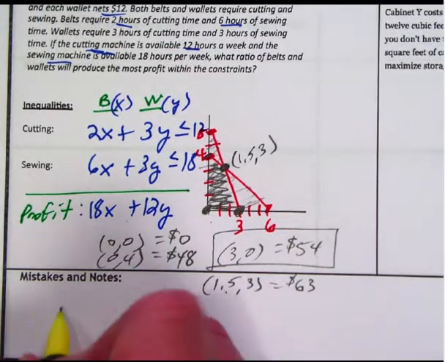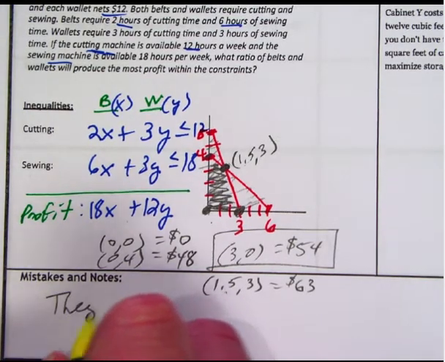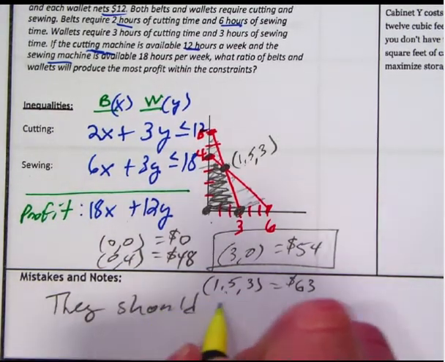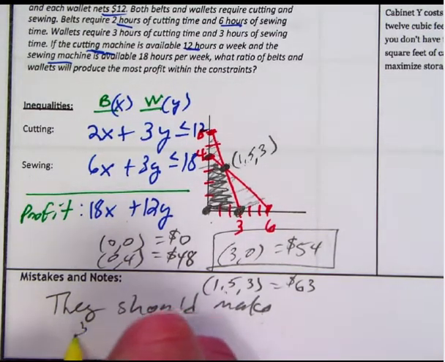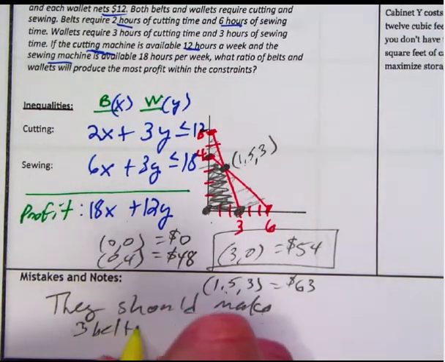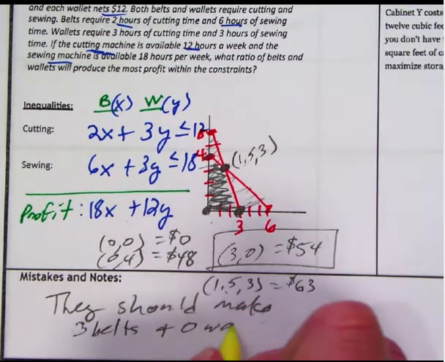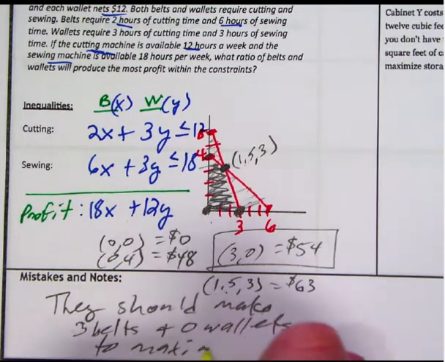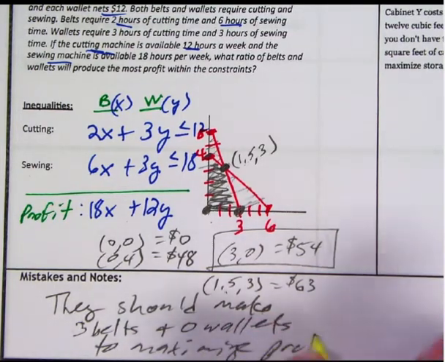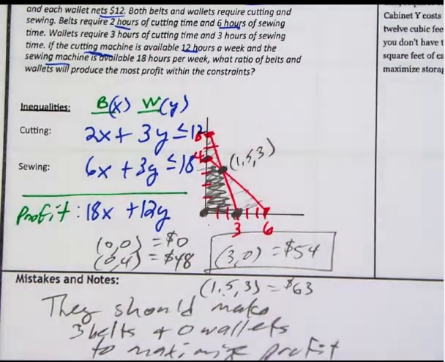And that's what you need to do as you finish this up. They should make, and then you just list it out, 3 belts and 0 wallets to maximize profit. And so all of these types of problems follow this kind of setup. So with that, you should be good.